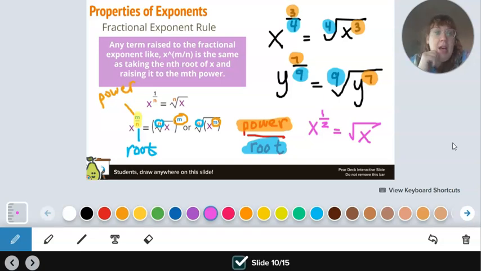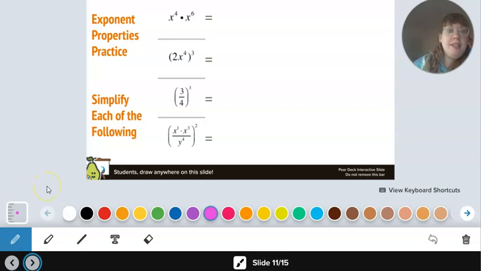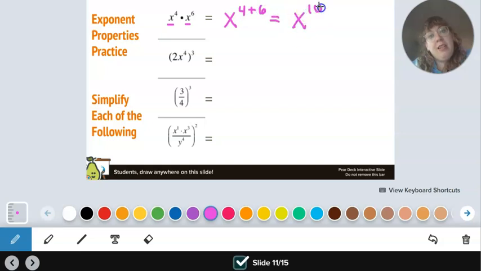Beautiful. Now for the next 4 slides, we're going to do some practice using all of this, kind of just reviewing everything that we've talked about. X to the 4th times x to the 6th, they both have a base of x and they're being multiplied. So we add the exponents. So this is x to the 4 plus 6, which is x to the 10th.